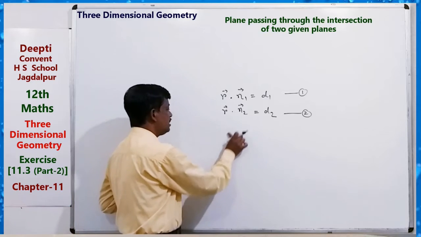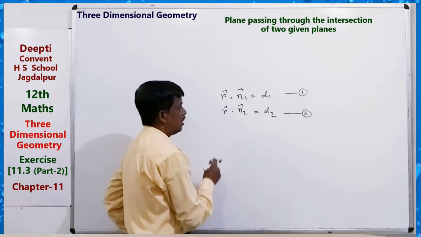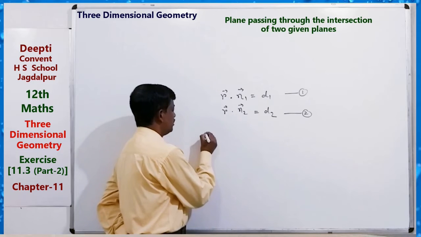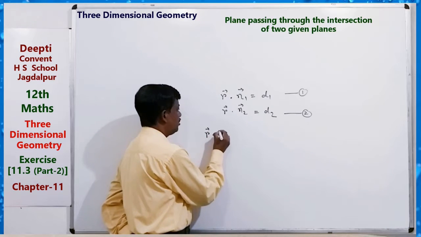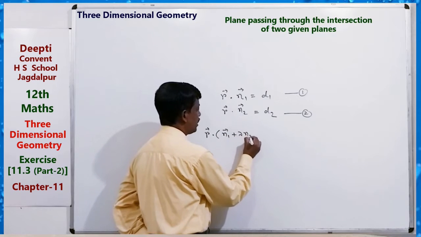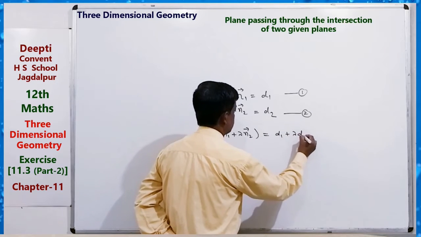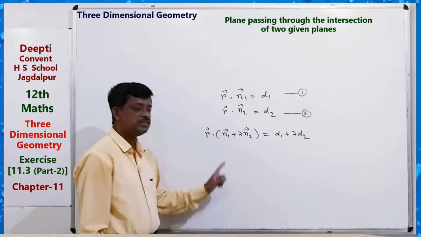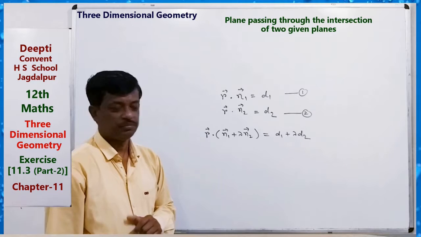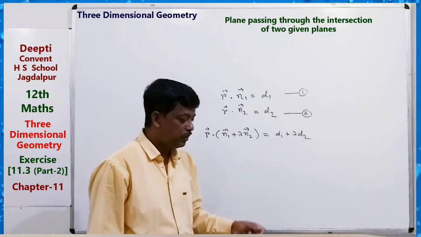Now we can consider a new plane just like this. Suppose after multiplying lambda in the second equation, r dot (n1 vector plus lambda n2 vector) is equal to d1 plus lambda d2. This is the equation of a plane which passes through the intersection line of two planes. Means two planes are intersected.